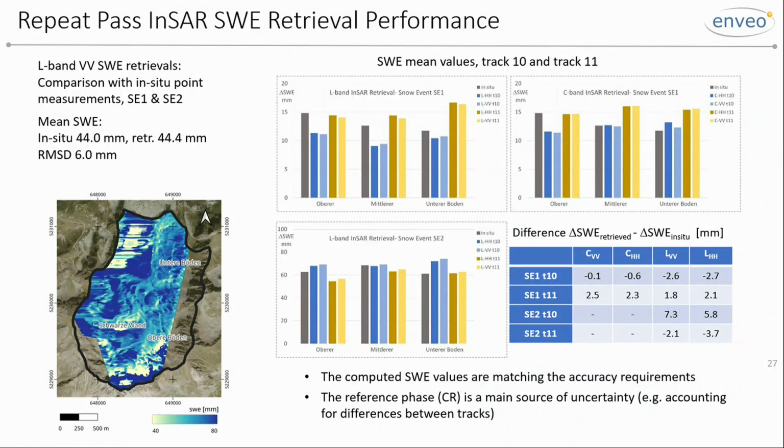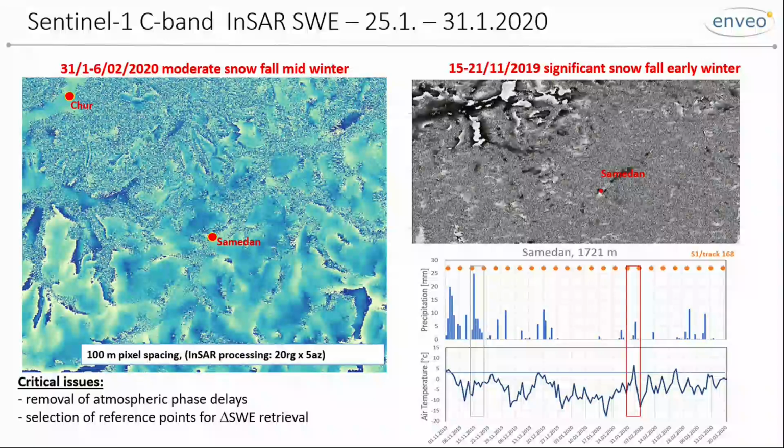But in principle, we see that obviously one look direction is a little bit better than the other one. It could be that this is an incidence angle effect which was not properly corrected in our processing. So you see here the difference between the retrieved and in situ measurements. I would say this would be a very excellent result if you can get this over the Alps and provide this to the people. Now to Sentinel-1.